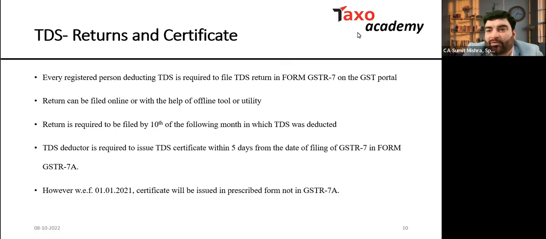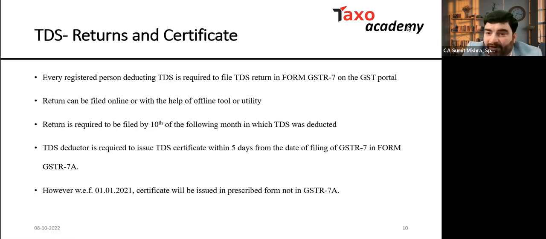So there seems to be no such mandatory requirement to issue a certificate. That's why they have eliminated this particular provision of issuing a certificate like in Form 7A. So they brought it in such that just filing the return is sufficient. Just depositing and filing of the return is sufficient to pass on the credit to the supplier. So I am just discussing briefly the returns and certificate.